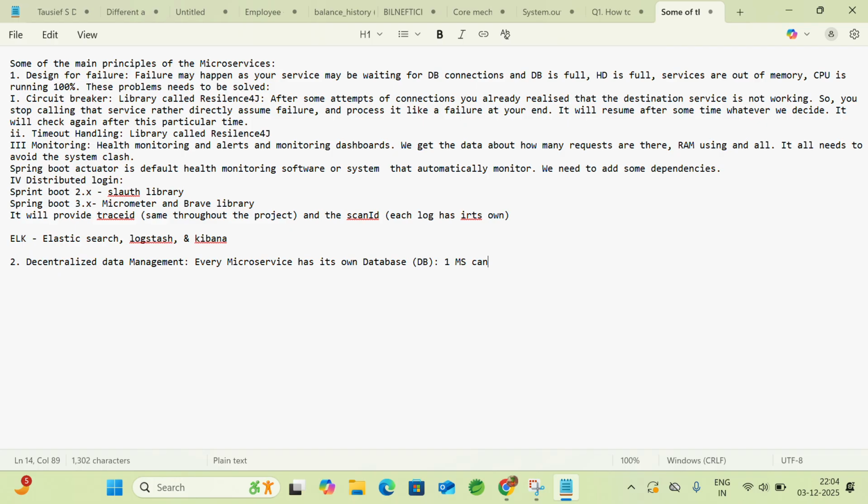cannot go to the database of the second microservice, and even back. Either give only read-only data directly.